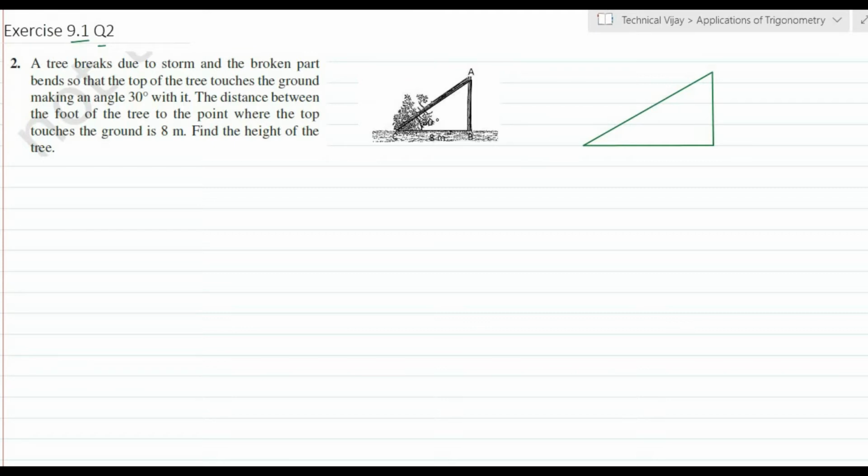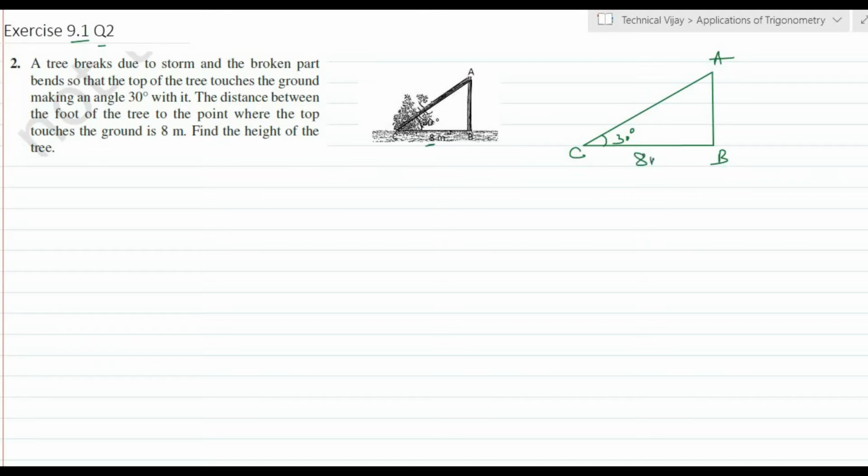A tree breaks due to a storm and the broken part bends so that the top of the tree touches the ground. Here this is a tree, it breaks and the tip of the tree is touching the ground at point C. Let us assume these are points A, B and C. So the skeletal diagram will be A, B and C. It makes an angle of 30 degrees, so this angle is 30 degrees. The distance between the foot of the tree and the point where the top touches the ground is 8 meters.